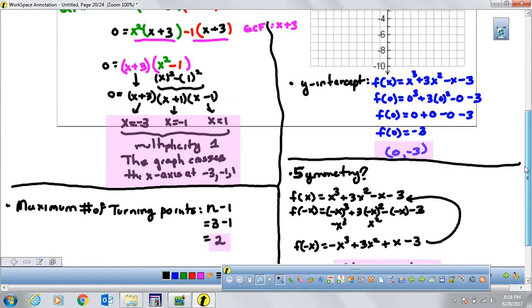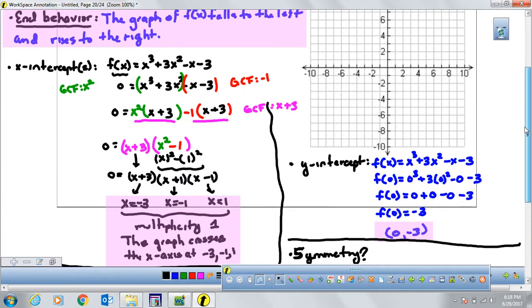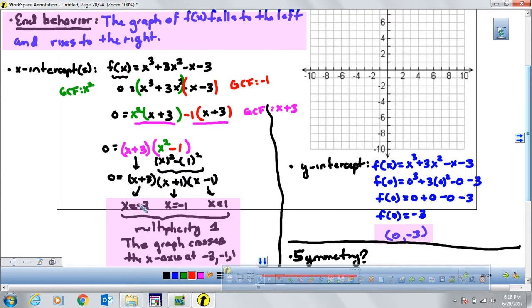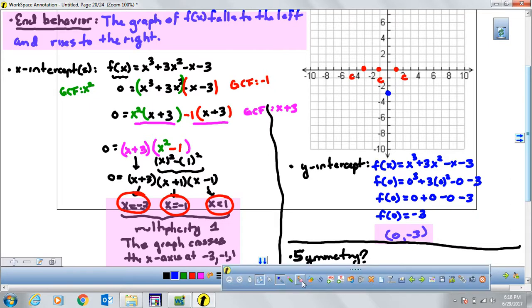Let's put everything together in the graph of this function. First of all, let's plot the x-intercepts. It crosses the x-axis at -3, -1, and +1, and it's going to cross at each one of them. So I'm going to put crosses, crosses, and crosses. Now, what's going to happen next? The y-intercept is (0, -3). So here's my y-intercept down here.